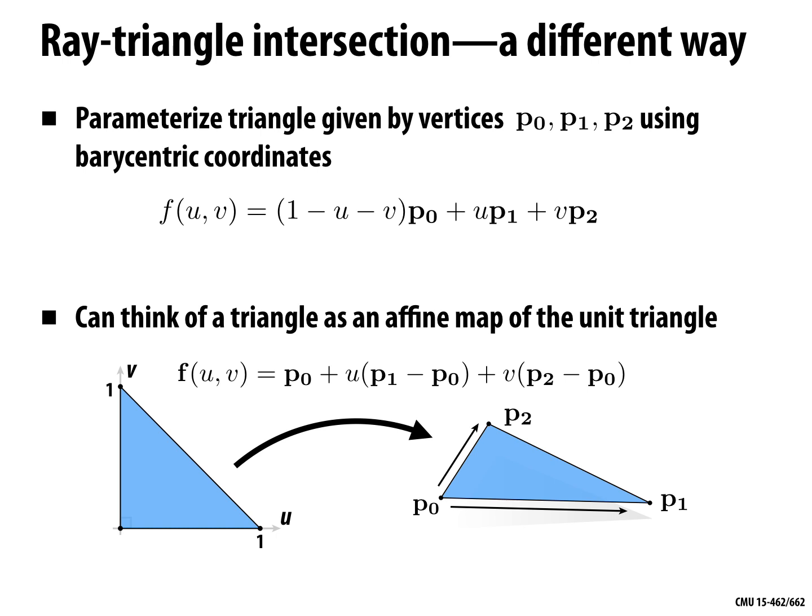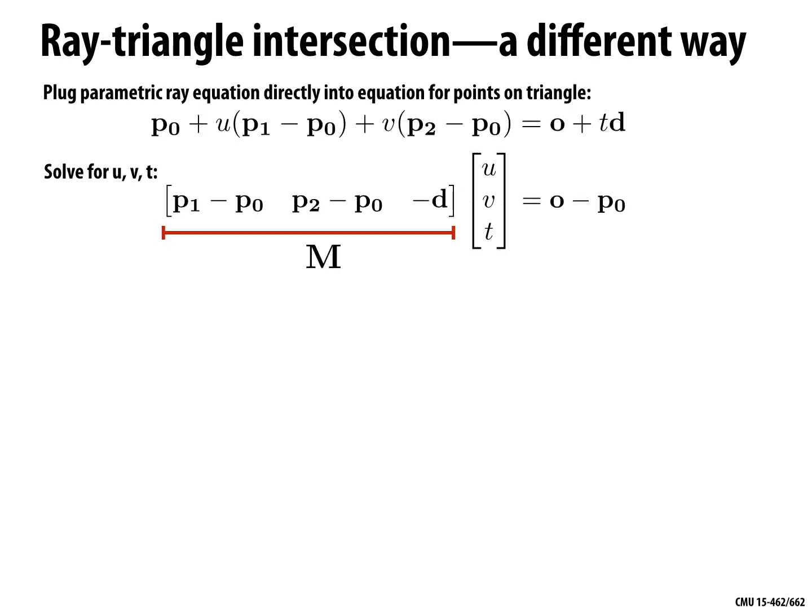Okay? So how can we incorporate ray intersection into this picture? Well, we can just plug the parametric ray equation directly into the equation for points on a triangle, right? We have an equation that says, what are the points on our triangle? And we're searching for a point on the ray that is one of these points. So we just say P0 plus u times (P1 minus P0) plus v times (P2 minus P0) equals O plus tD. So what we're really saying here is now we have three unknowns.